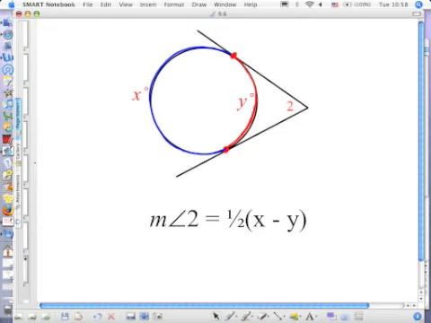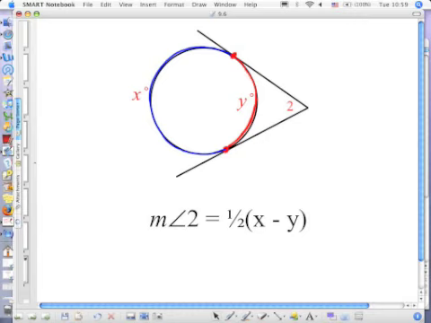No, it's not always going to equal 180. Oh, because it's minus. Because you're subtracting. You're taking half of the difference between the two arcs.